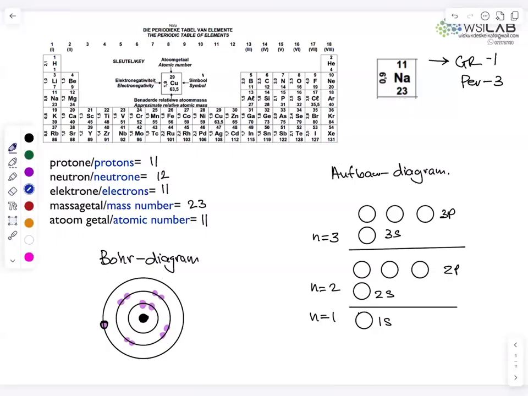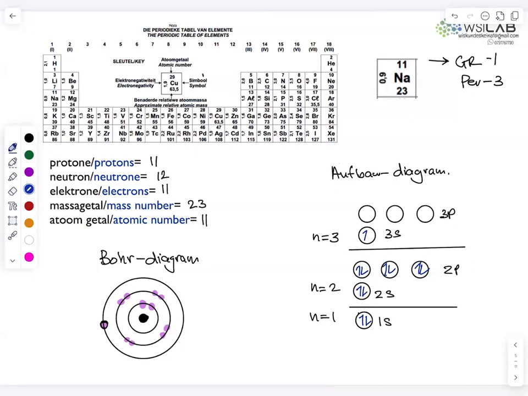On 1S it would be up down, on 2S it would be up down, on 2P it would be up down, up down, up down, okay, and on 3S it would be up. Very good.